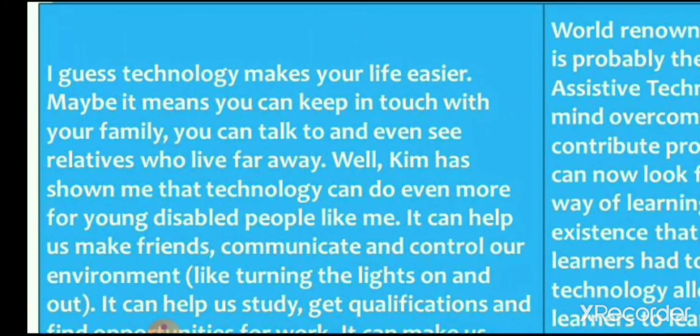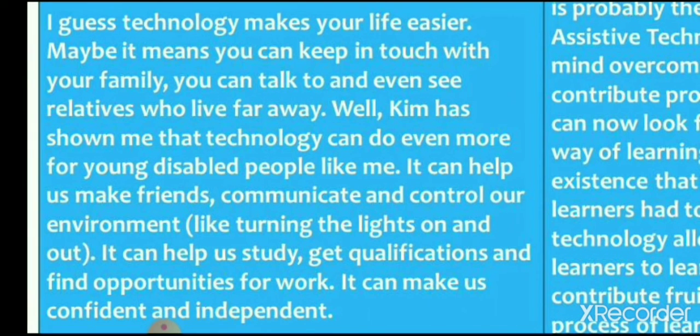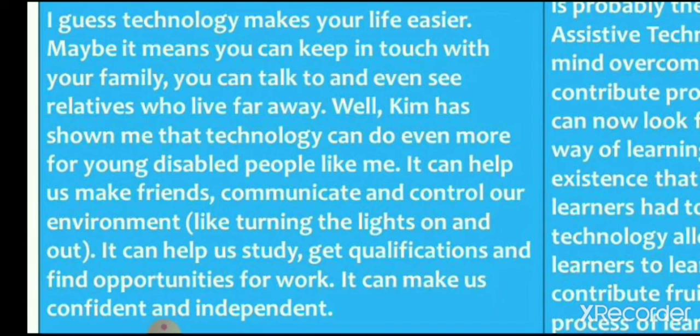I guess technology makes your life easier. Maybe it means you can keep in touch with your family, you can talk to, and even see relatives who live far away. Even online education, shopping, these are all possible using technology. Well, Kim has shown me that technology can do even more for young disabled people like me. It can help us make friends, communicate, and control our environment.